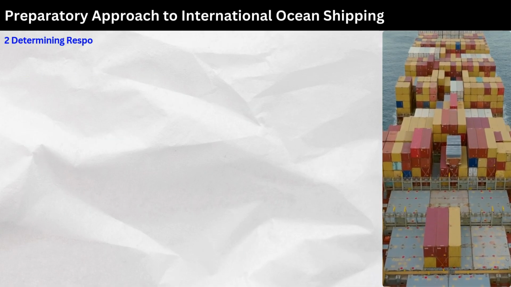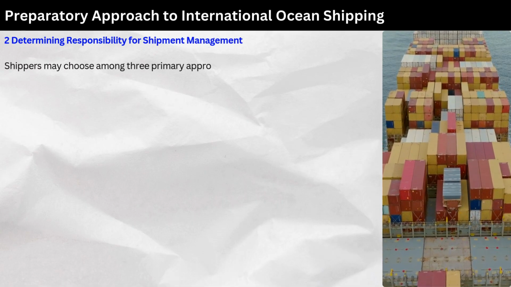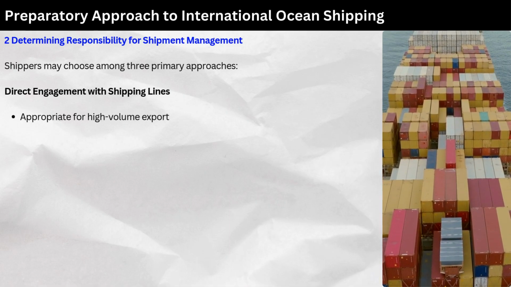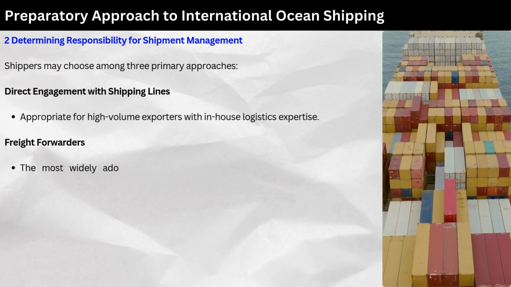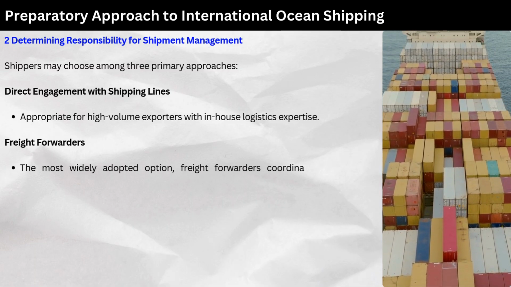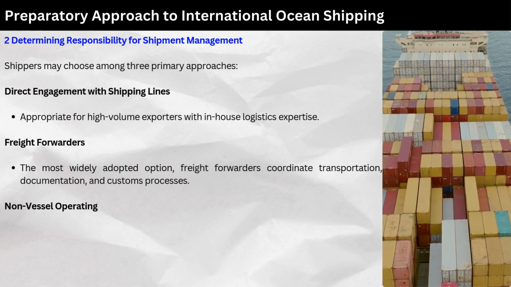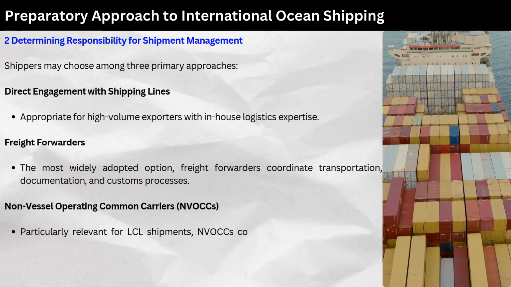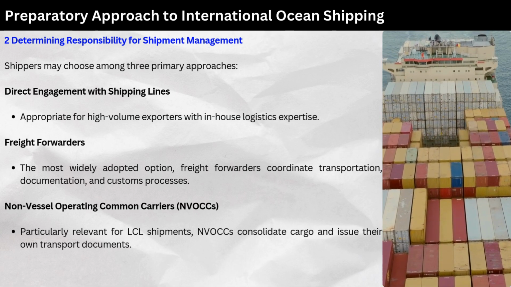2. Determining responsibility for shipment management. Shippers may choose among 3 primary approaches. Direct engagement with shipping lines, appropriate for high-volume exporters with in-house logistics expertise. Freight forwarders, the most widely adopted option. Freight forwarders coordinate transportation, documentation, and customs processes. Non-vessel operating common carriers, NVOCCs, particularly relevant for LCL shipments. NVOCCs consolidate cargo and issue their own transport documents.